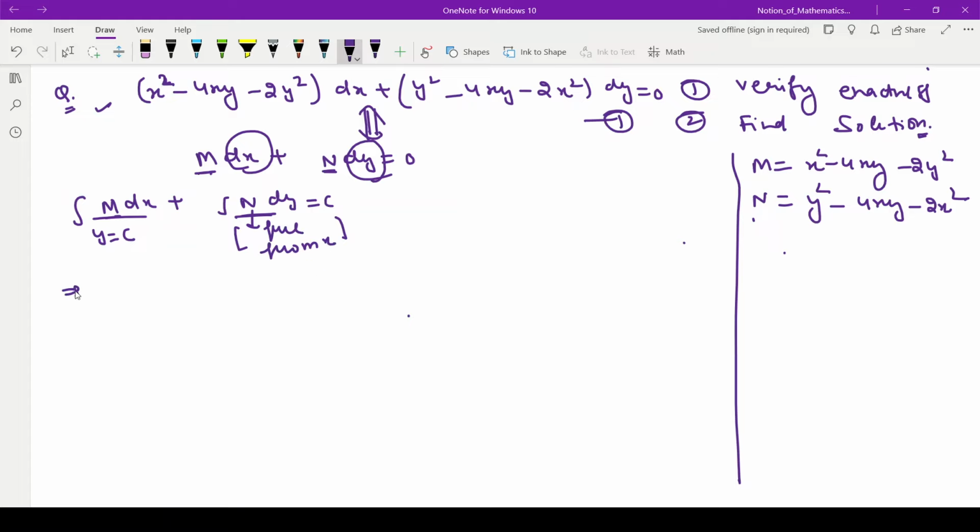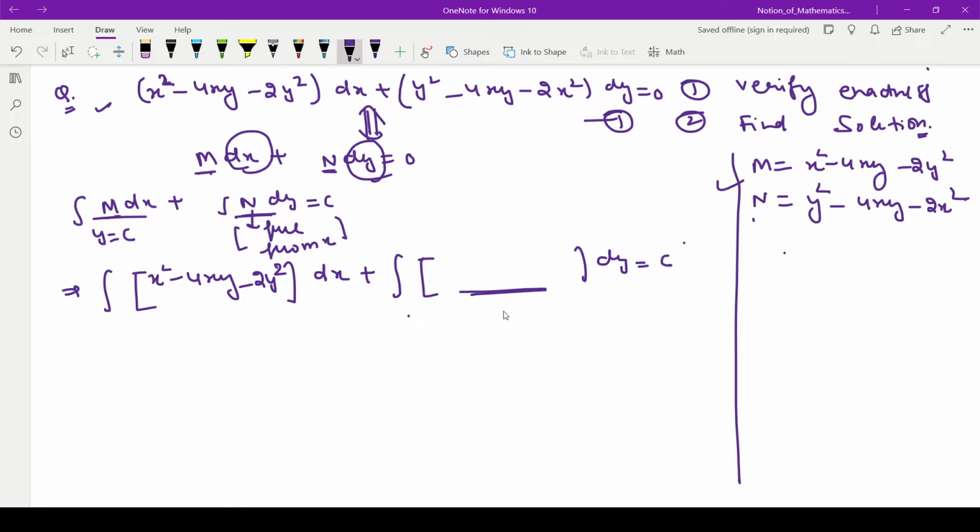Now see students, I will be putting the values of this capital M and capital N here. So it is integration of, what is capital M? x square minus 4xy minus 2y square dx plus integration N dy is equal to constant. But in capital N what terms should we write? We should only write those terms which are free from x. So you see, this is not free from x, this is also not free from x, only this y square term is free from x. So I will be writing here y square. And as I told you, in this first integration I will be treating y as a constant term.